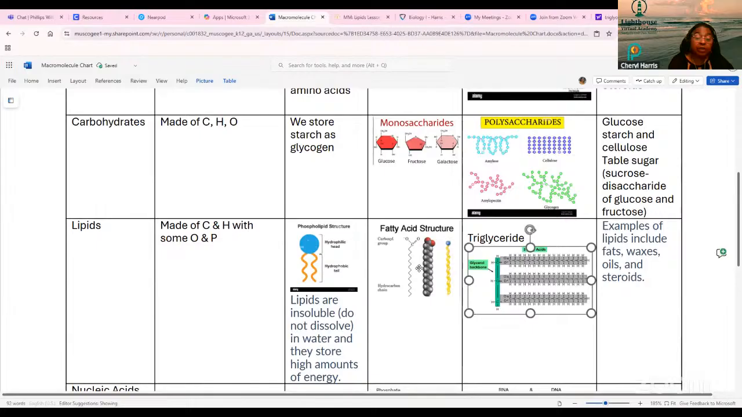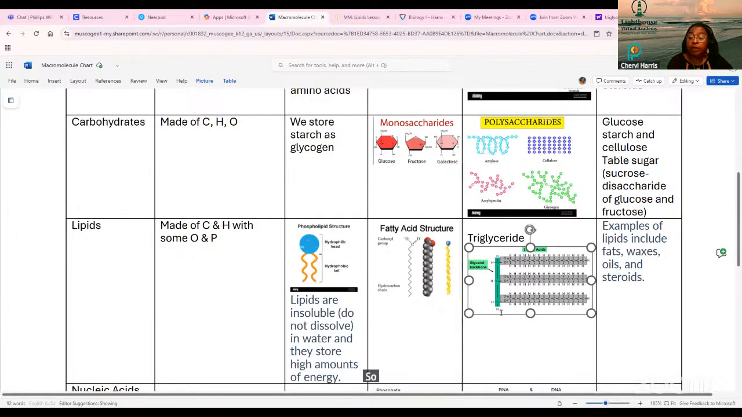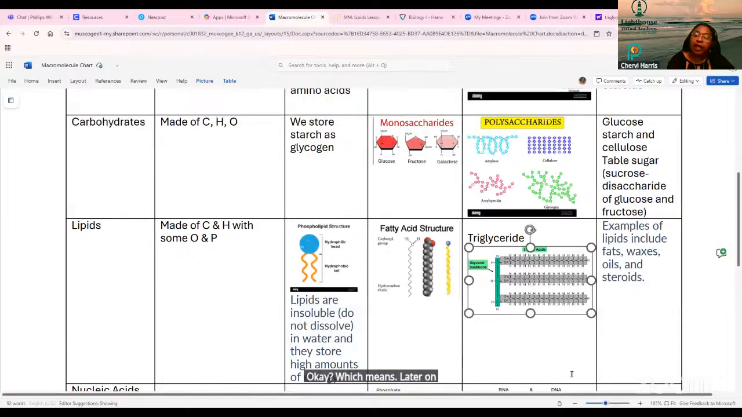All right, it's called a triglyceride because it's got three rows of fatty acids and they are connected. You see this thing says a glycerol backbone. So it has this backbone piece that connects three of these molecules that we have in the first box to each other. And that is a polymer. And you see how big that is compared to what we have up in the other ones? These are long, long, long chains. Okay, and later on we'll talk about the fact that all those little black lines, we call those bonds, and it takes a lot of energy to break them.